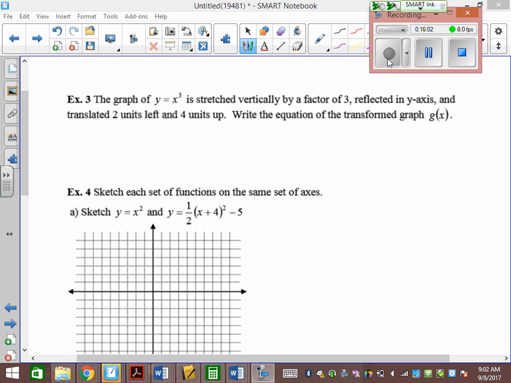The graph of y equals x cubed is stretched vertically by a factor of 3, reflected in the y, so it affects the x, and translated 2 left, 4 up. Write the equation. So, vertically stretched by a factor of 3. Where are we going to put that? In front. So we can go y equals 3.